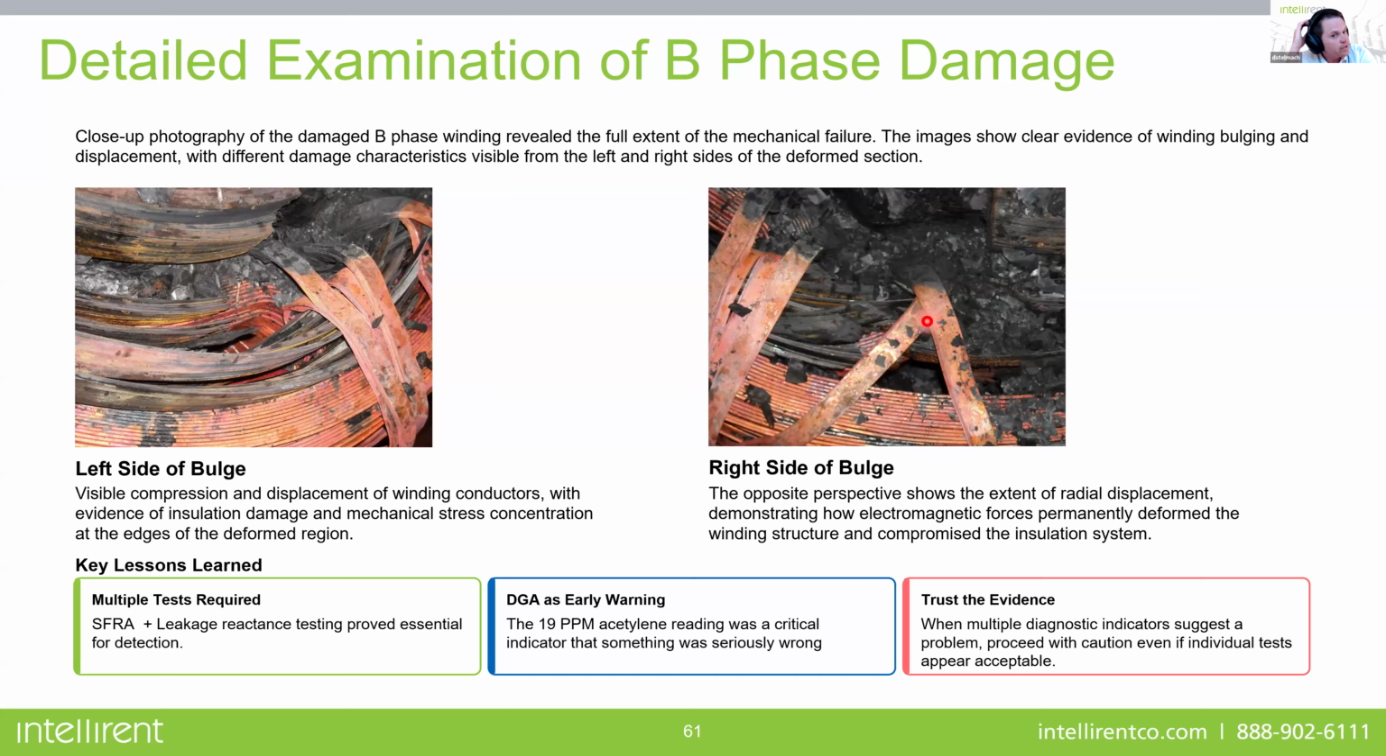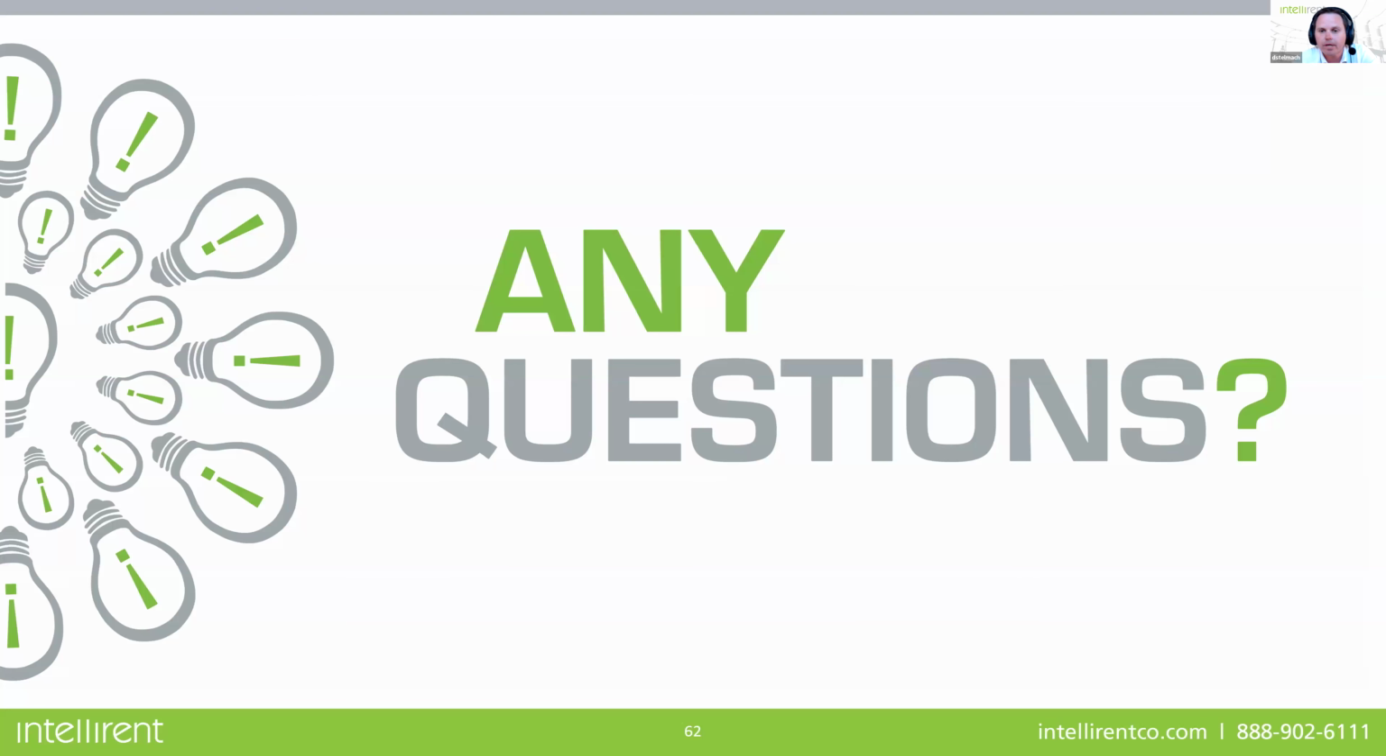And it was really nice, fortunate it was towards the upper part of the phase. Since the acetylene and the leakage reactance results were so bad, that's why they tore it down and wanted to do an investigation in the field. But yeah, I just wanted to go through all the different tests and then open it up for any questions. I know we're a little bit short, but just again, thank you.